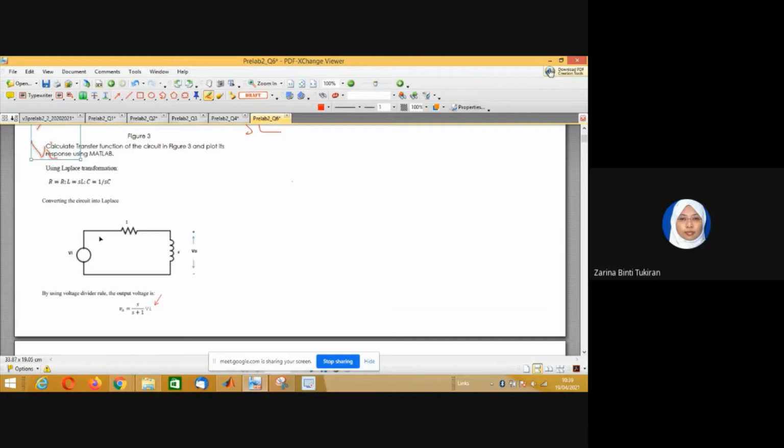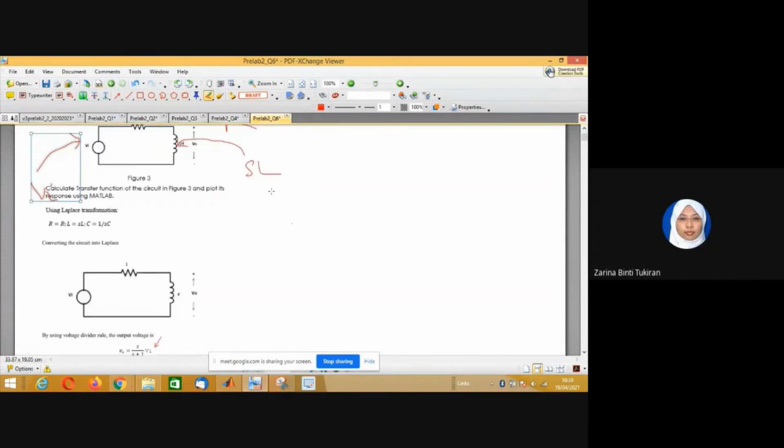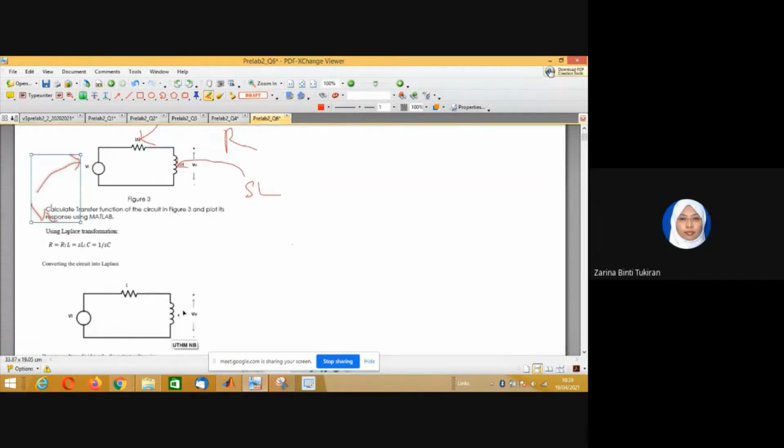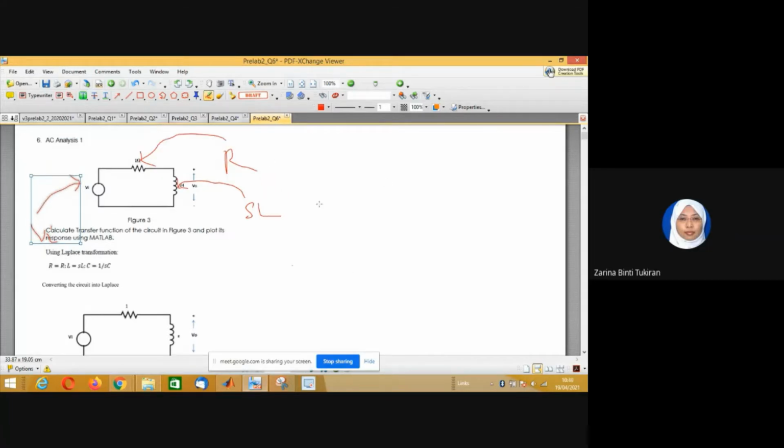Based on this, you can compute the output voltage by using the voltage divider rule, where the voltage output is S over S plus 1 times VI. As you can see here, the SL is changed to S. S is represented by SL, and 1 is for R.